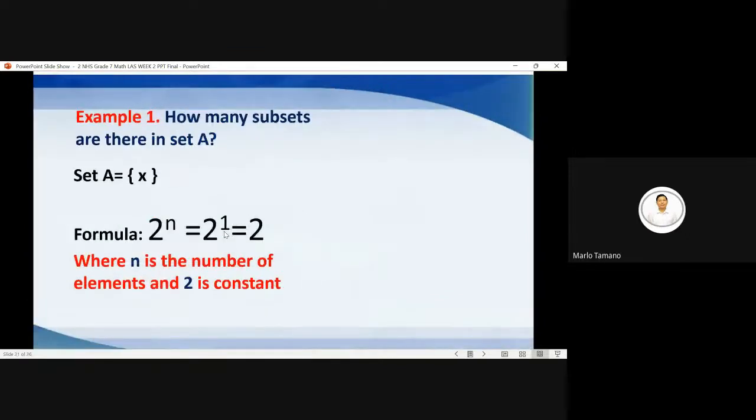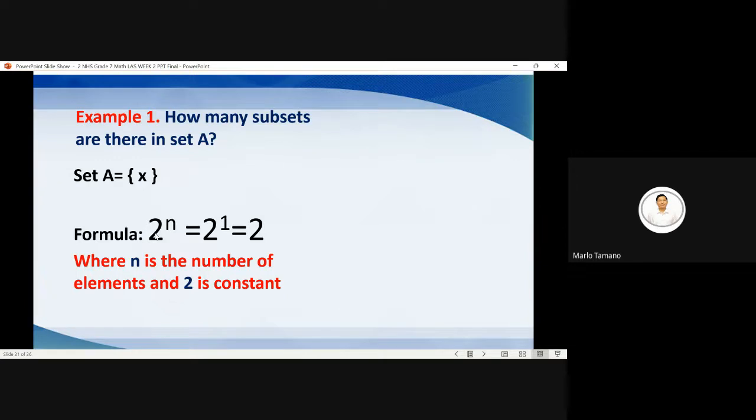Now, another way to get the subsets. This time, all you have to do is count, get the number. How many subsets are there in set A? Set A contains X, one element only, and this is a unit set. Okay? So the formula we have here is an exponent, 2 to the n, where n is the number of elements of the given set.